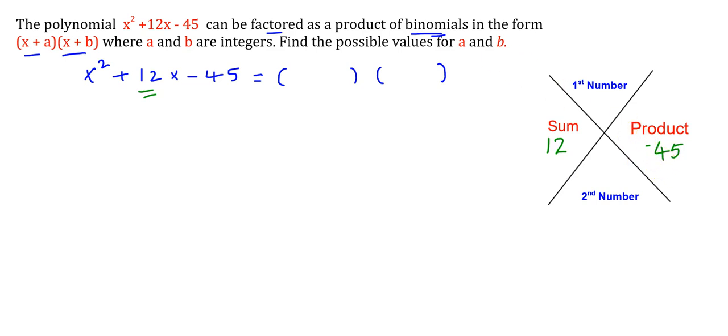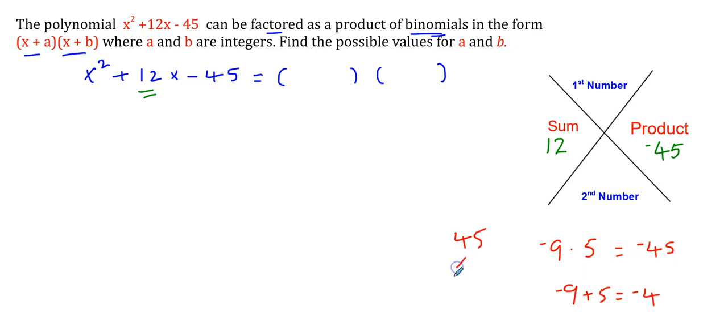So by trial and error, we know that 45 is 9 times 5, but you want a negative 45, so one of them needs to be negative. If I write minus, that's negative 9 times 5, negative 45. But adding negative 9 plus 5 gives me negative 4. You are looking for 12. So 9 and 5 are not useful. Then what next?